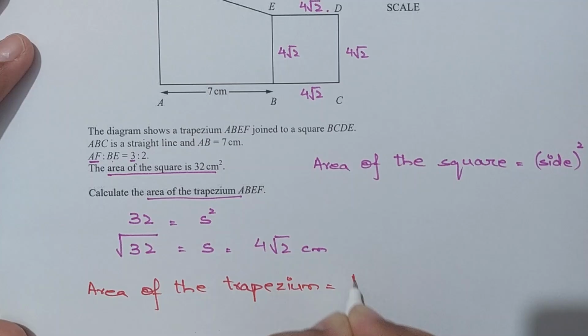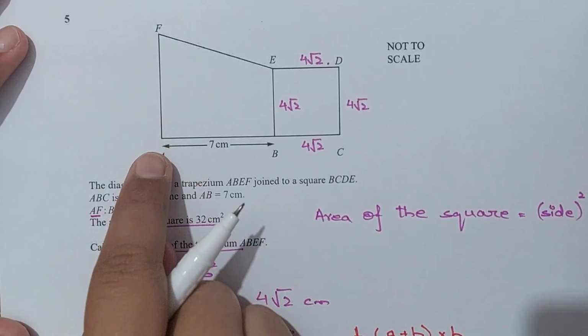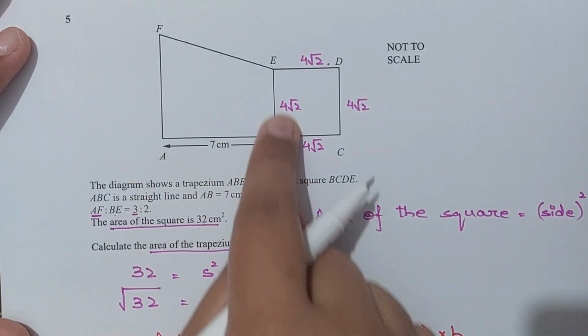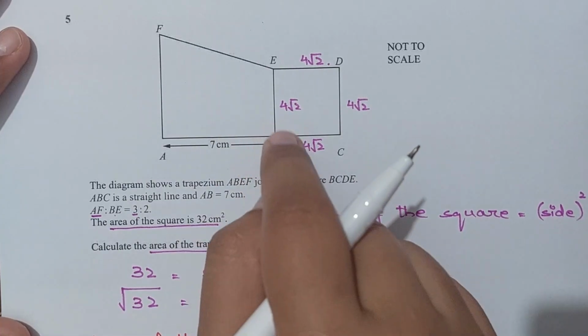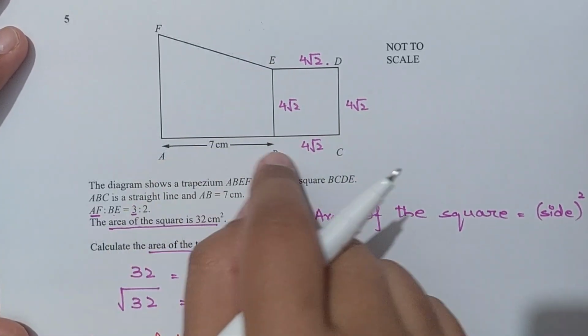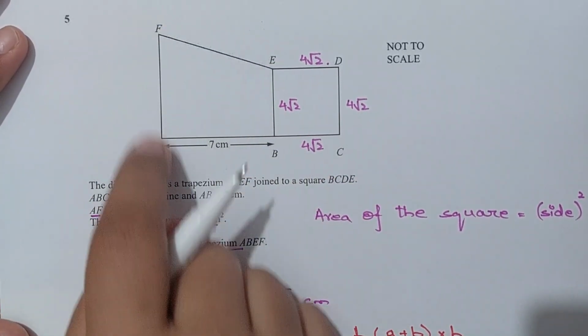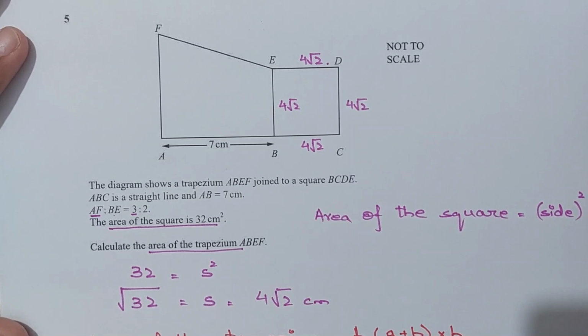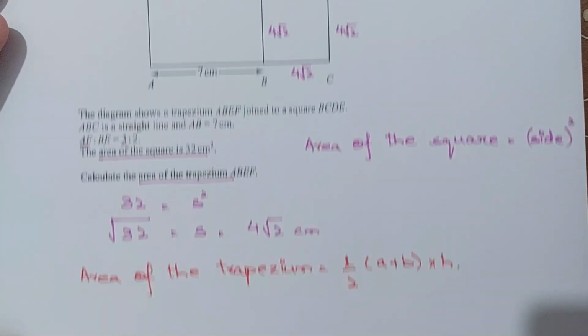The area of a trapezium equals half the sum of the parallel sides, a plus b, multiplied by the height. Here you can see this is the height of the trapezium, which is AB, and these are the two parallel sides. We know the side BE, we know AB, but we don't know this side. What is AF? Let me solve for AF first and then plug into the formula.